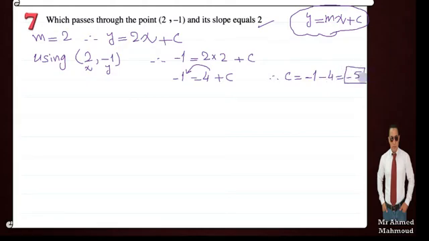Now, c equals negative 5 and m equals 2. Therefore, the equation is y equals 2x plus negative 5, or minus 5.